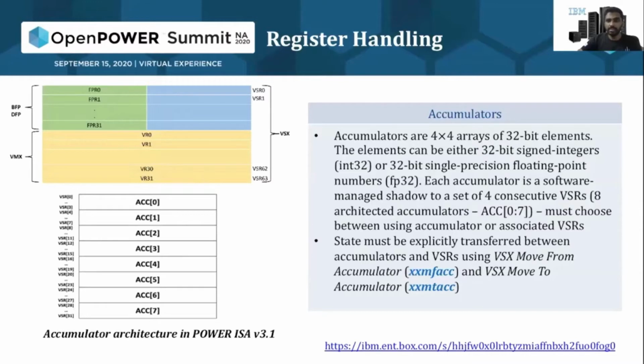State must be explicitly transferred between the VSRs and the accumulators. In order to load the data into the accumulator, users should first load the values into the VSRs. Once the data is loaded to VSR, the state can be transferred to accumulator using the VSX move to accumulator instruction. After the computation is done, the values can be brought back from accumulator to VSRs using the VSX move from accumulator instruction. Once the data is available in VSR, other instructions can operate on this data. Moving on to the next slide.